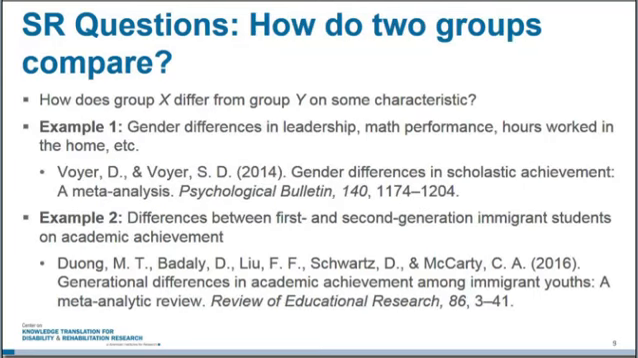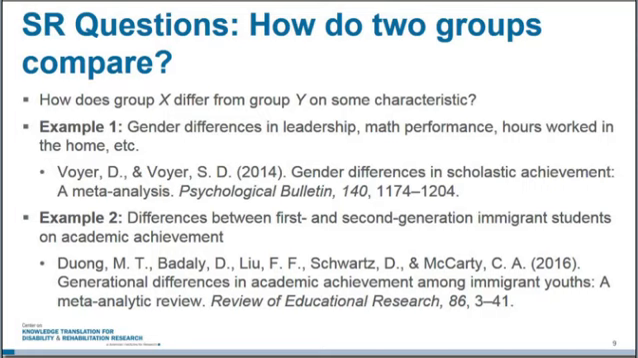Now, we might also have systematic review questions that are really interested in how 2 different groups compare. For example, they might take the form of how does one group X differ from some group Y on some characteristic. One example of this kind of research question was a systematic review published in Psychological Bulletin looking at gender differences on a range of outcomes such as leadership, math performance, and hours worked in the home.